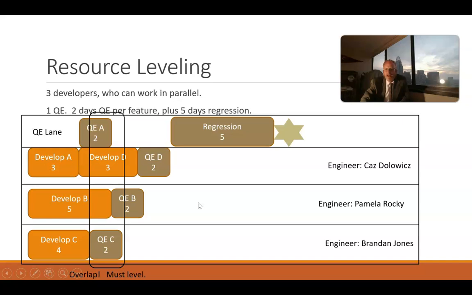Okay, I see some overlap here. Quality is already working on A when C is ready, and then when quality can be working on C, B is ready, and then D becomes ready, so on and so forth. So let's level a bit.